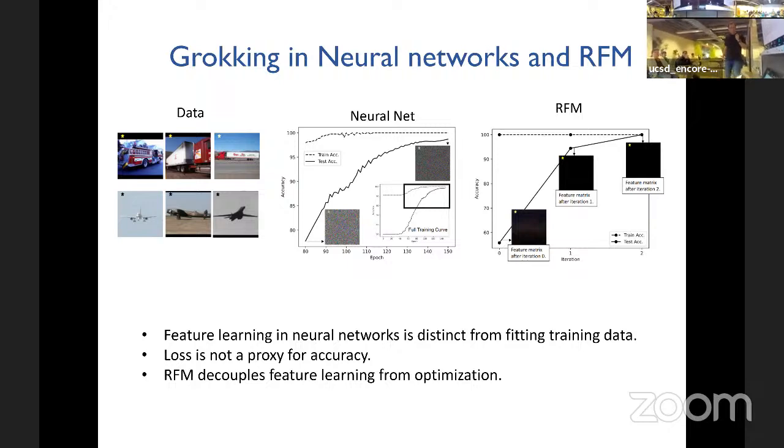So feature learning in a neural network is very distinct from fitting training data. It's a separate mechanism. Both happen at the same time, but at different speeds potentially. So you can see at this point, like after say 90 epochs, the accuracy is already perfect, but the feature learning is still pretty bad.